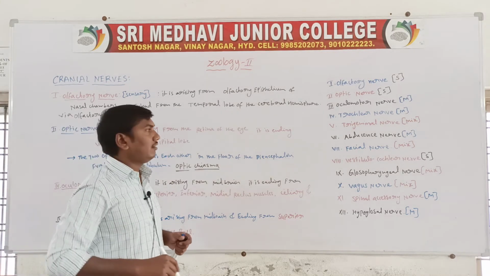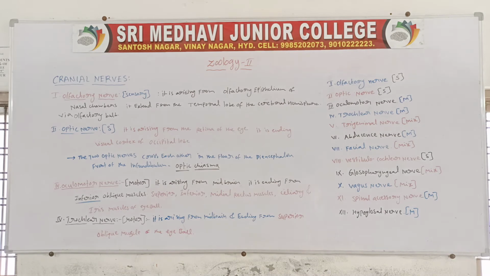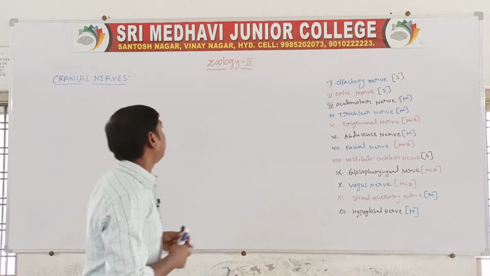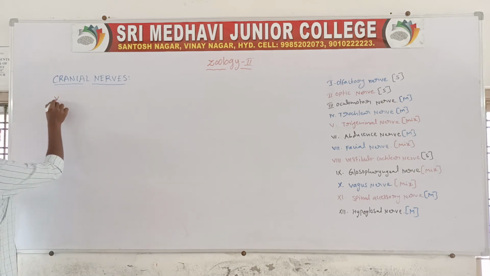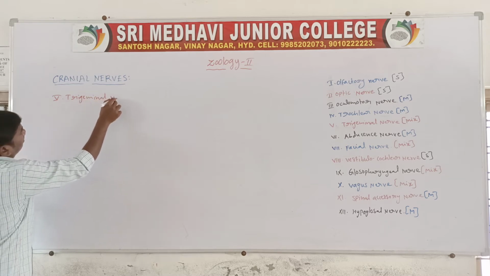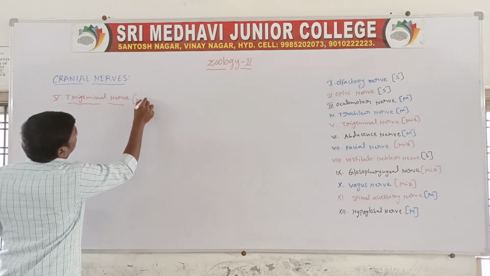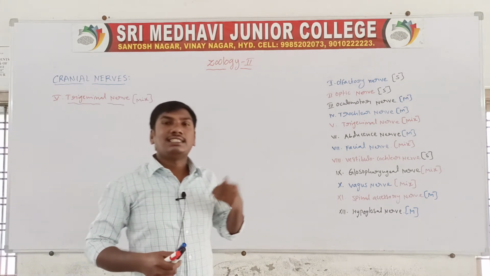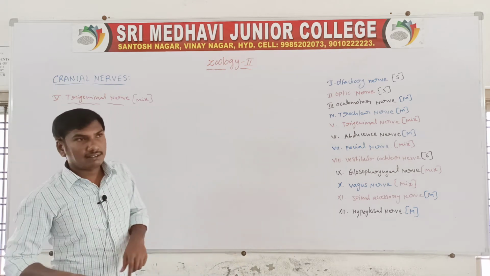Fifth one, the trigeminal nerve. The trigeminal nerve is a mixed nerve. Mixed nerve means it has two functions: sensory function and motor function.